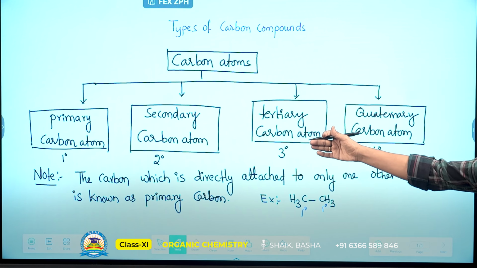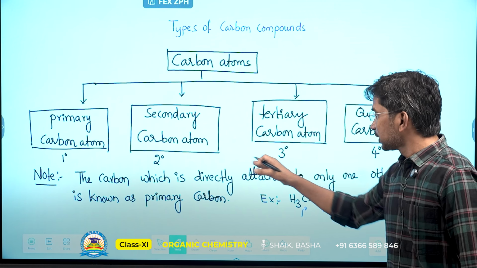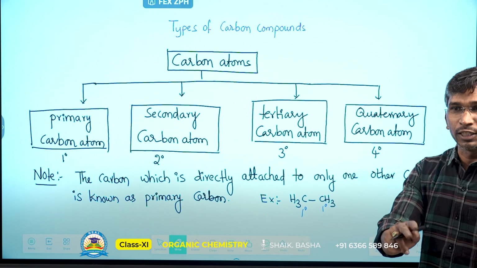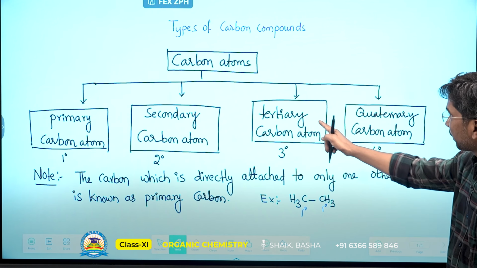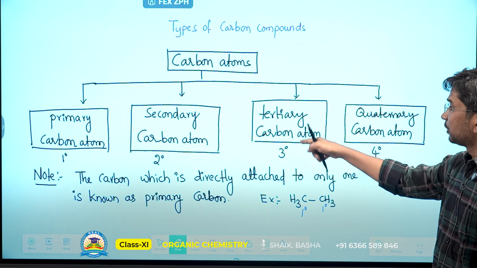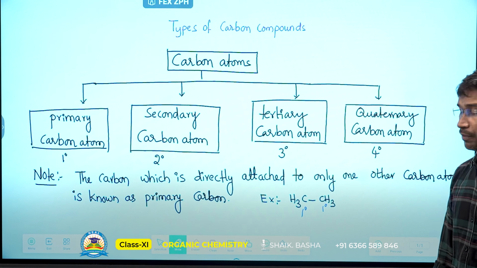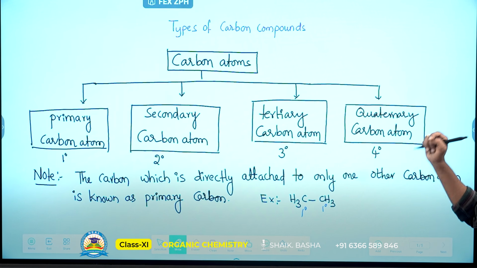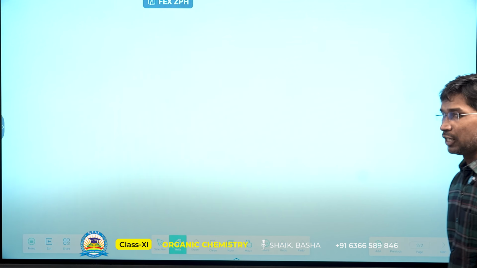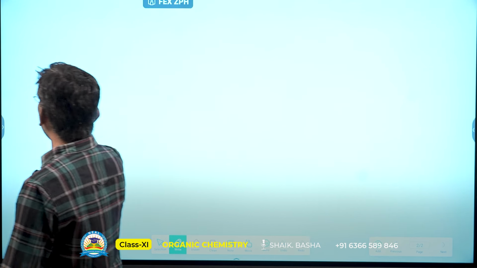Then what about secondary? The carbon atom which is directly attached to 2 other carbon atoms is called secondary carbon. The carbon atom which is directly attached to 3 other carbon atoms is called tertiary carbon atom. Suppose a carbon atom is directly attached to 4 other carbon atoms, that is called quaternary carbon atom. I'll give you definitions also. Note number 2.